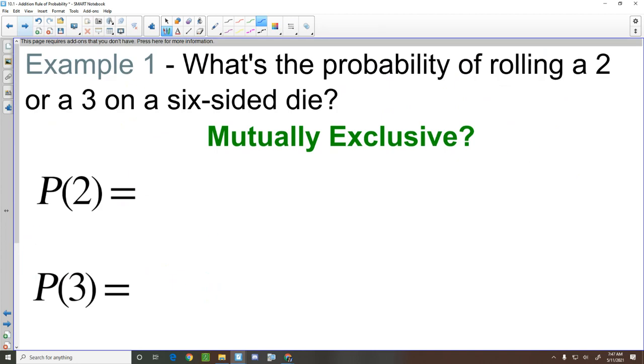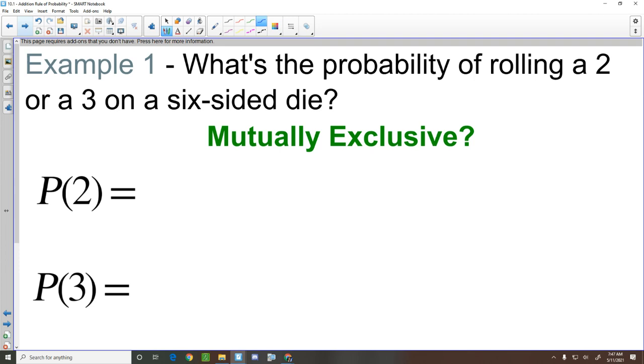All right, I'd like you to calculate this. Try this one on your own, everybody. So, what's the probability of rolling a 2 or a 3 on a 6-sided die? So the probability of rolling a 2 or rolling a 3. Now we do have 2 formulas to choose, and that's going to depend on if these events are mutually exclusive or not. So first, tell me, are these mutually exclusive events, rolling a 2 and rolling a 3?